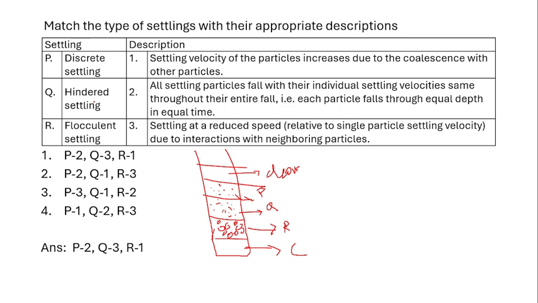And in the hindered settling, what happens? Settling at a reduced speed. The speed will slightly decrease relative to single particle settling velocity due to the interaction with neighboring particle. Since they are interacting, here the velocity will be reduced. And then the flocculent settling. Settling velocity of the particle increases because due to the coalescence with other particles. Here the particles form the larger size, so it will settle faster. So that is the flocculent settling.